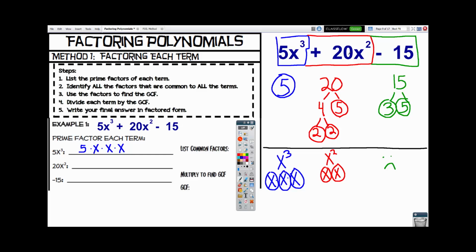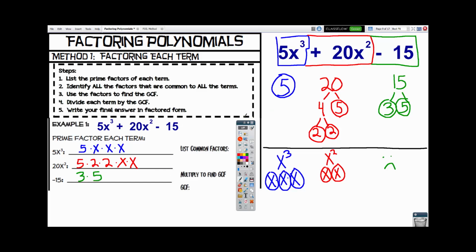20x to the power of 2, that would be what's here in red. So everything that we have boxed, we're just going to rewrite. So 5 times 2 times 2, right? That's all of our numbers. And then we go to our variables. That'd be times x times x. Okay, and then in green here, our third term, 3 times 5. And there we go.